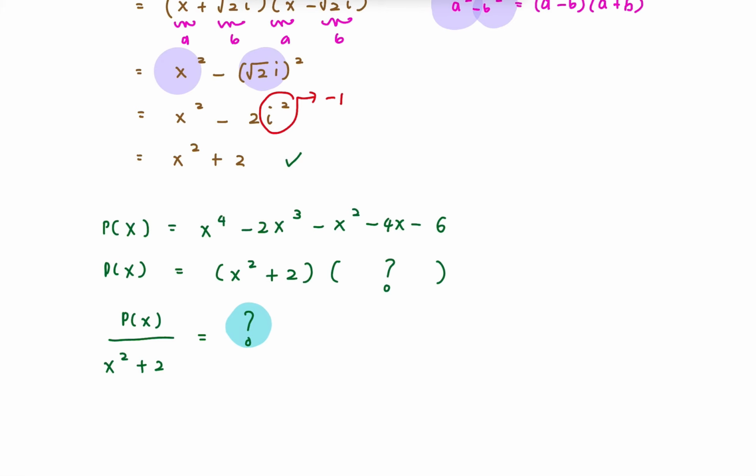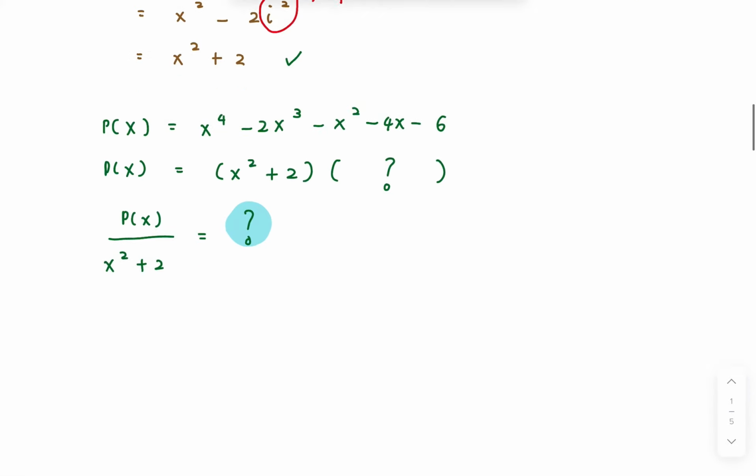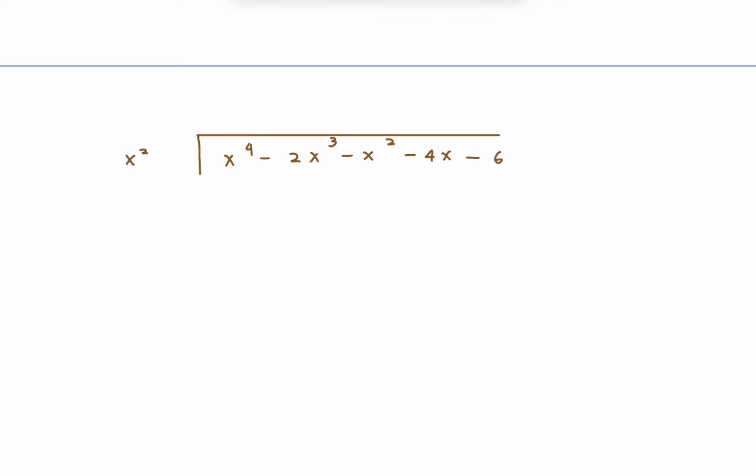So you have to divide the given polynomial by x squared plus 2 in order to find the unknown expression here. Okay, so let's proceed with the long division method. So the question just now is x to the power of 4 minus 2x cubed minus x squared minus 4x minus 6 divided by x squared plus 2. Okay, remember the long division.